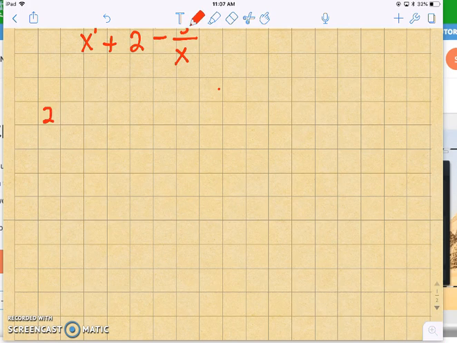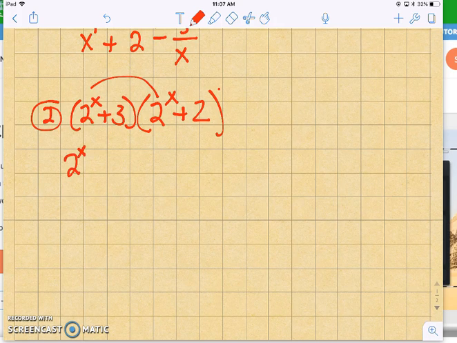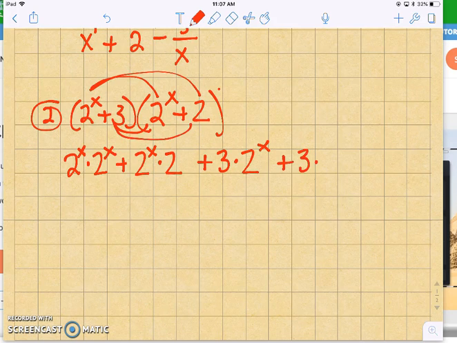The second one we're going to take a look at. Let's say we have 2 to the power of x plus 3 times 2 to the power of x plus 2. So let's start by distributing this 2 to the x. So 2 to the x times 2 to the x plus 2 to the x times 2 plus 3 times 2 to the x plus 3 times 2.